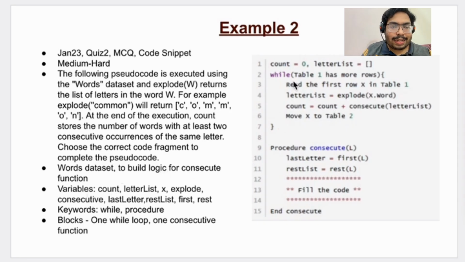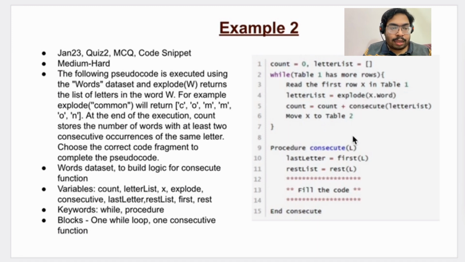What are the different variables here? This is the count, and there's a letter list, and there's a rows. The structure is the same. You can see the table has more rows. So once you understand that, you do not need to spend more time here. And there's the explode function, and a consecutive function with last letter, rest list, first, rest, like that. And there are keywords: while and procedure, so you can know that this is a loop question and a function question, with two blocks, one while loop and one function.